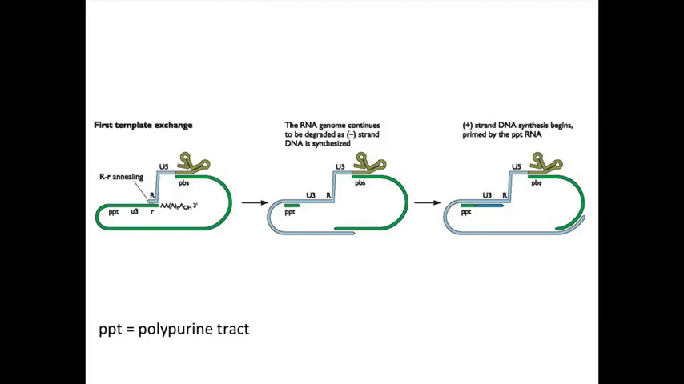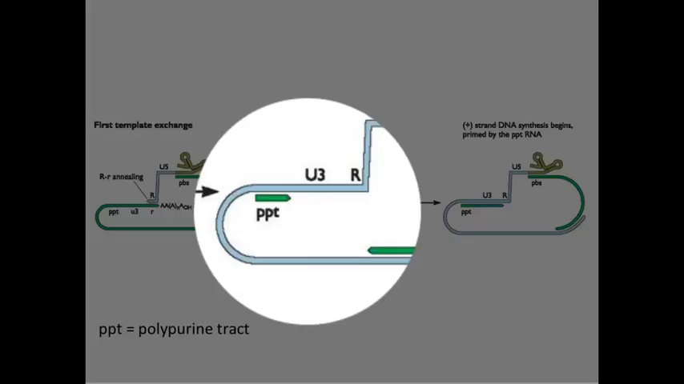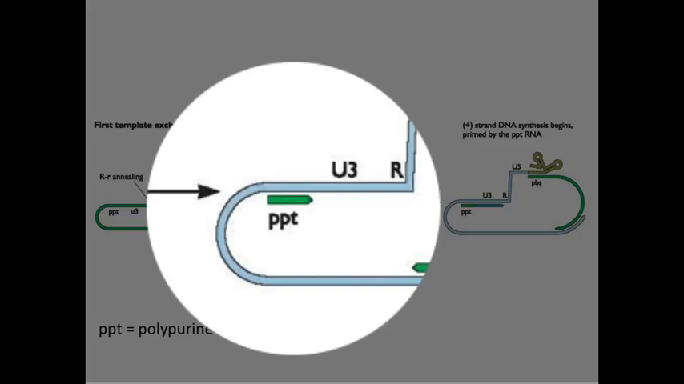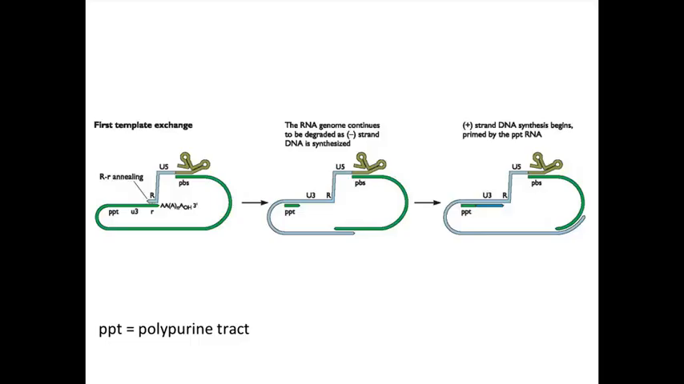So the reverse transcriptase continues to copy this RNA template, and you can see that's shown here. And as it goes around, it's chewing up the RNA template, except for this little sequence here, the polypurine tract, PPT, which doesn't get degraded by RNase H, and that's because it's going to serve as a primer in a moment. Again, we're making minus strand DNA. We're going all around the genome, as you can see here.